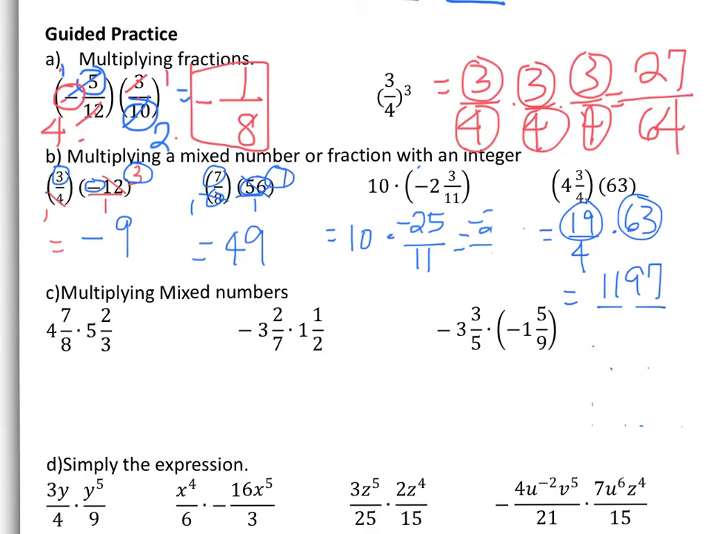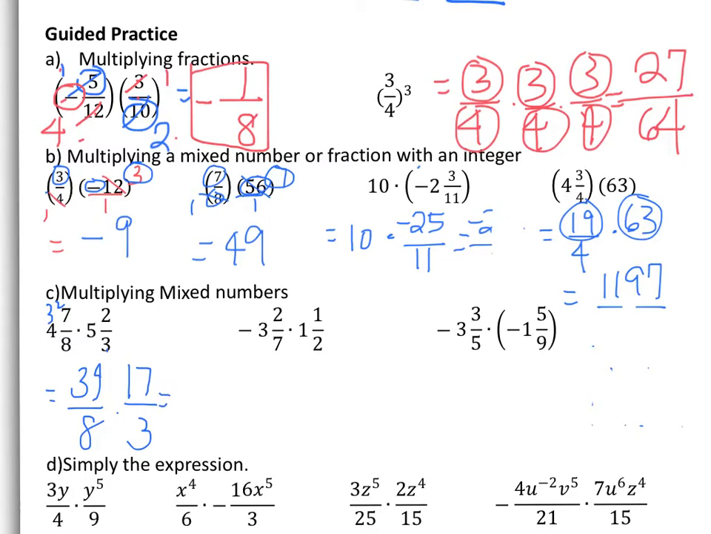Okay, and for part C, I'm going to do multiplying mixed numbers. So here we have 4 and 7/8 multiplied by 5 and 2/3. So we need to change both mixed numbers into improper fractions. So 4 times 8 is 32. 32 plus 7 is 39 over 8. And then 5 times 3 is 15 plus 2, 17 over 3.